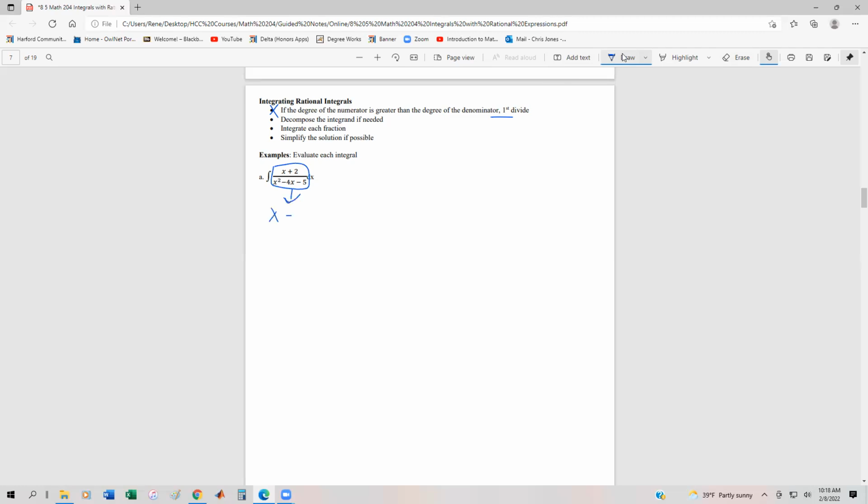And we have x plus 2, and by factoring this, that's going to factor into x minus 5, x plus 1. This is a linear term. This is a linear term. Clearly, they're different. And so I'm going to have A over x minus 5 and B over x plus 1.